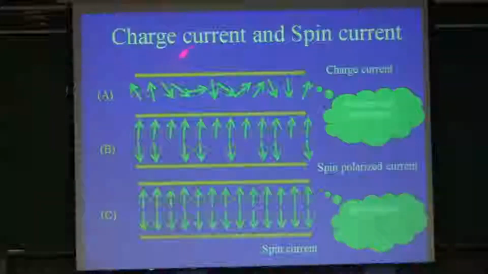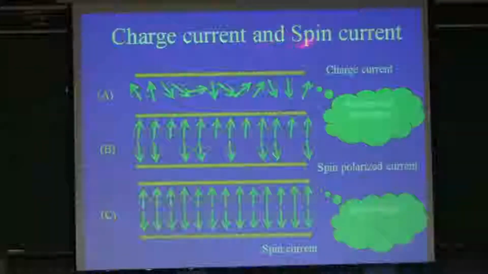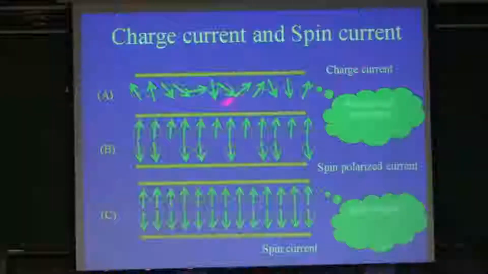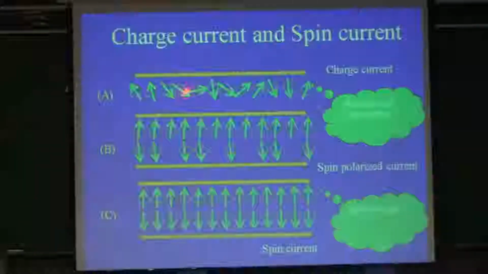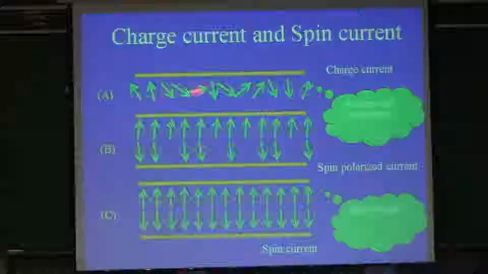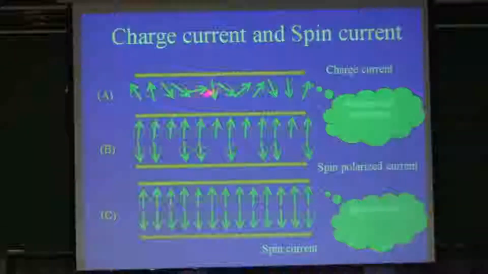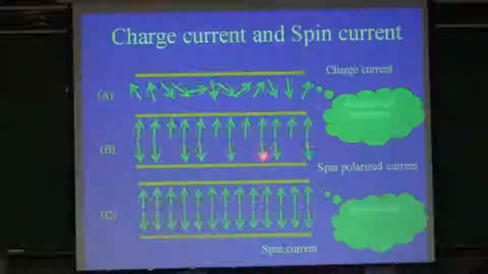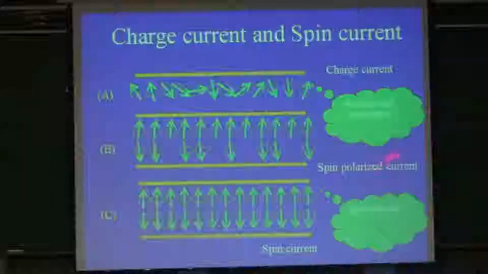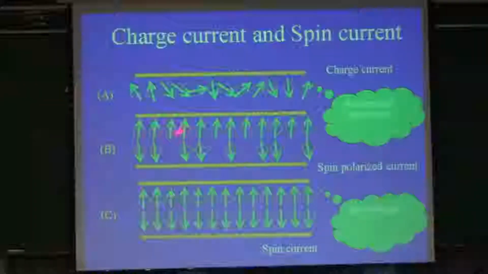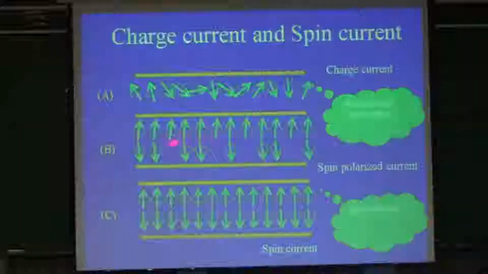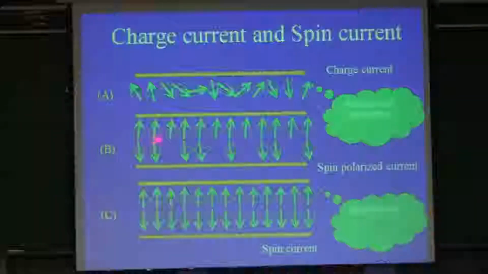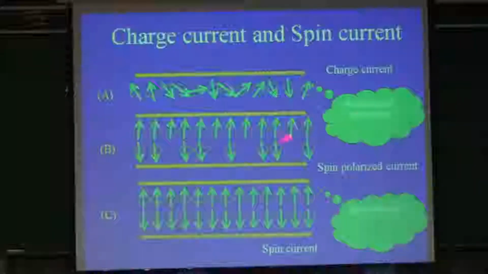So what is the difference between the charge current and the spin current? Actually, in the charge current each electron carries spin. But during the charge current, all the spins are random. So on average, you don't see the spin, and you only observe the charge current. But for the spin polarized current, you have more up spin electrons than down spin electrons. So you have the charge current together with the spin current.